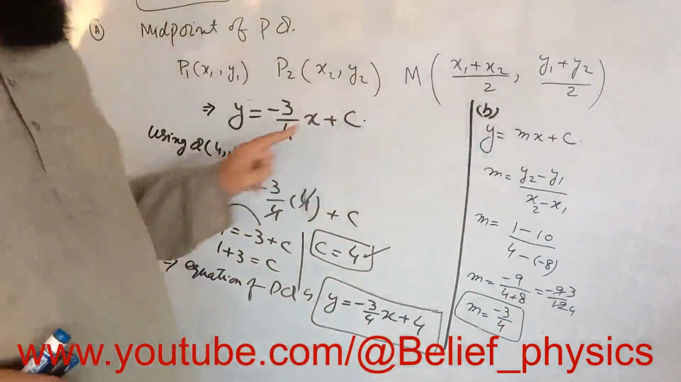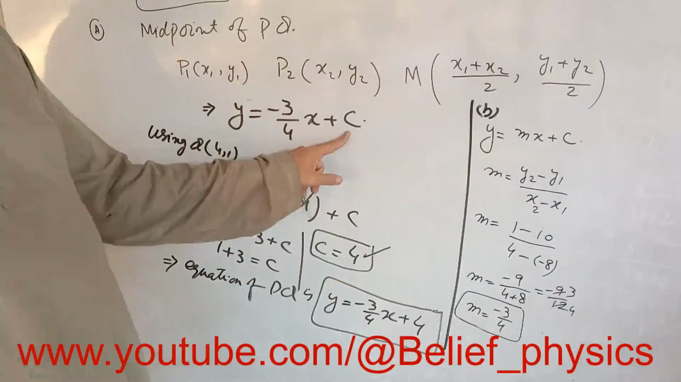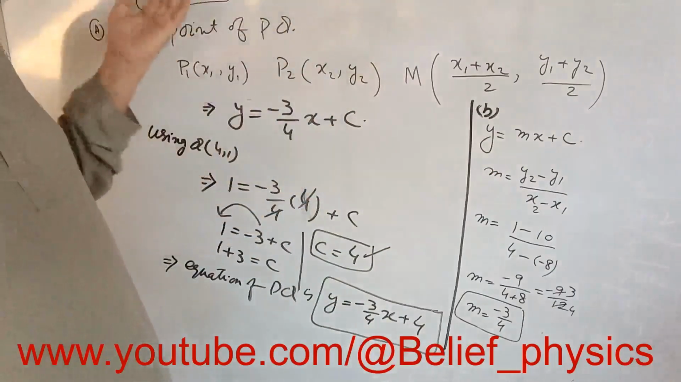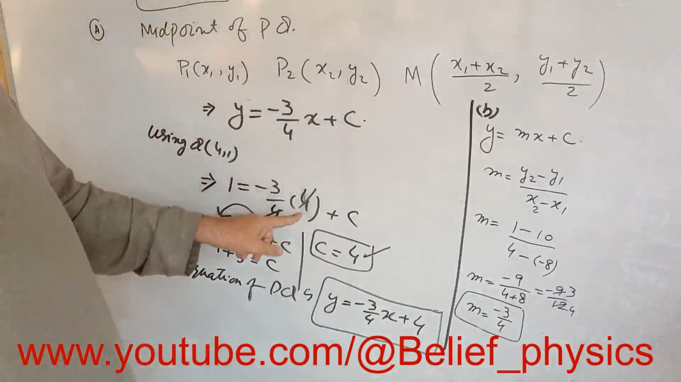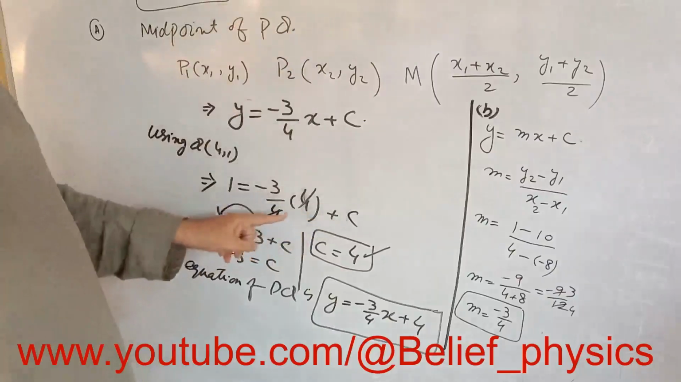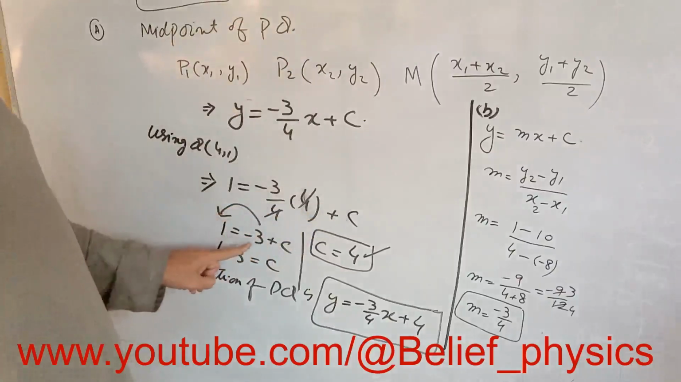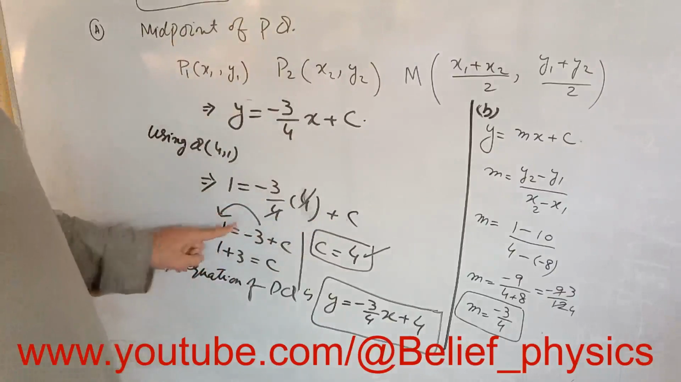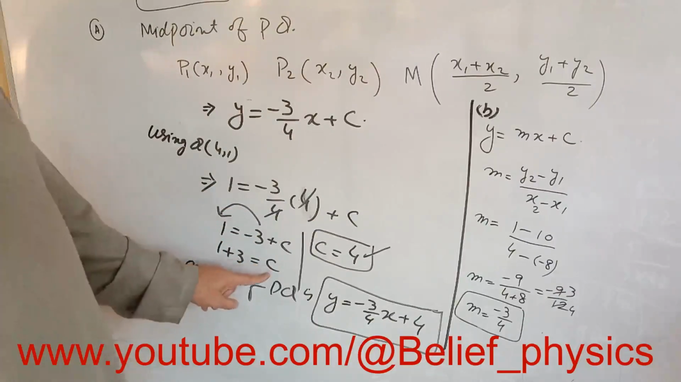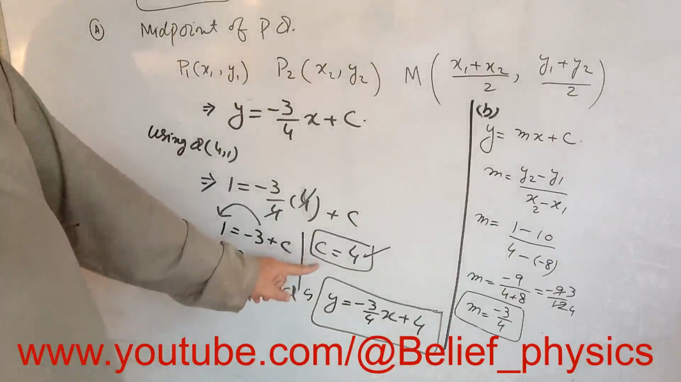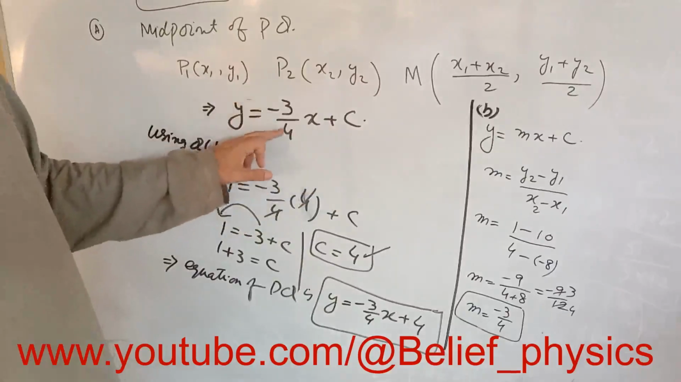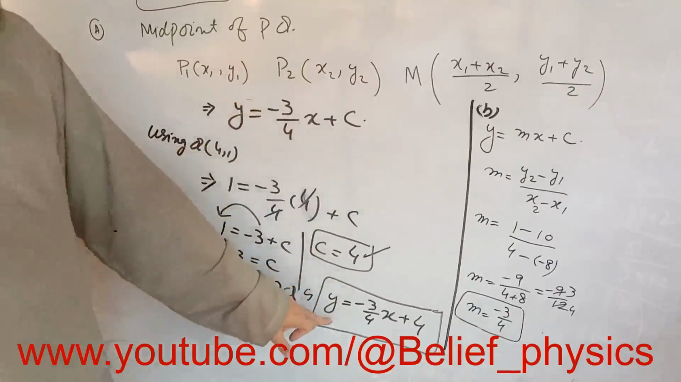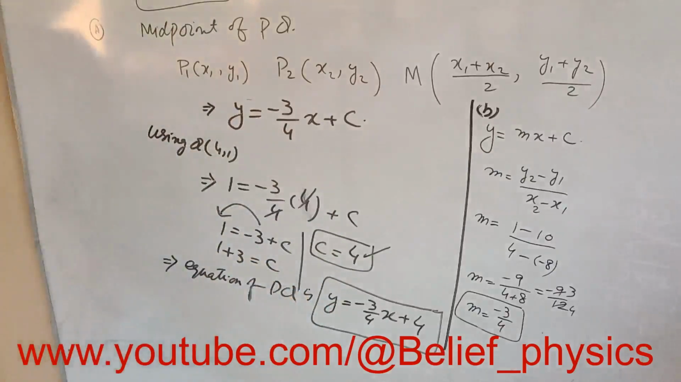We put the value of m now, so it will become y is equal to minus 3 over 4 x plus c. Now we have to find c. You can use any point, P or Q. I use Q because it was easy. 1 is equal to minus 3 over 4, x is 4, plus c. Simplify it, we'll get 1 is equal to minus 3 plus c. Minus 3 shifted to the left hand side becomes plus. So 1 plus 3 is equal to c. c is equal to 1 plus 3, which is 4. So put the value of c here, it becomes y is equal to minus 3 over 4 x plus 4. So this is the equation of PQ which we were required to find.